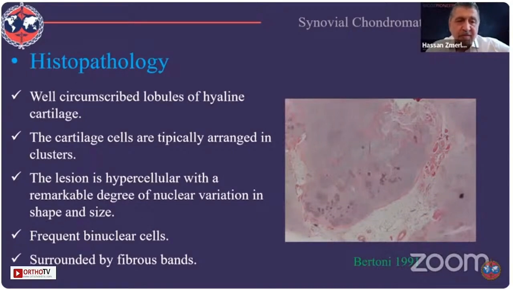On microscope, we can see a well-circumscribed lobule of hyaline cartilage surrounded by a fibrous band. The most important aspect is the cartilage cells arranged in clusters. This is typical for synovial chondromatosis. The lesion is hypercellular with nuclear variation in shape and size, and frequent presence of binuclear cells.